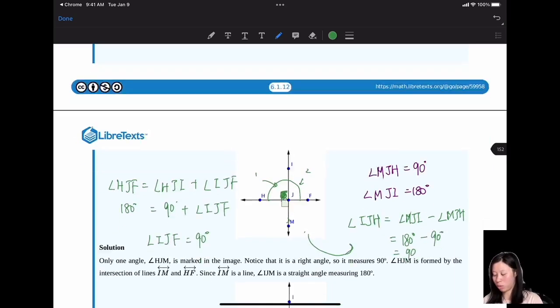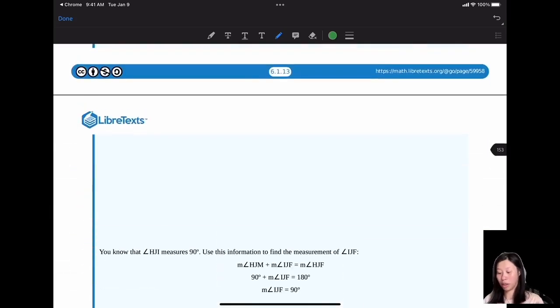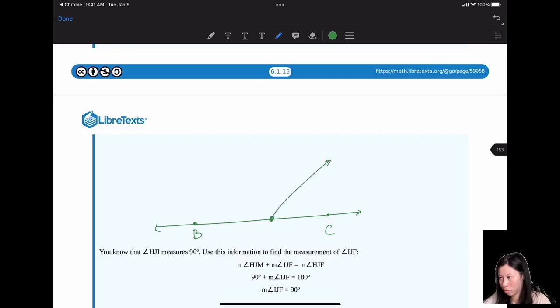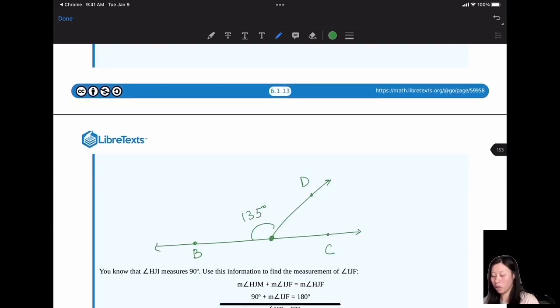Okay, so there's another example. It didn't show on the graph, so I'm going to draw it here. Here's a graph. There are two endpoints, B and C. This is D, and this is 135 degrees. Now they are asking you, what's the angle of D? Let's say this is A, DAC. Find the measurement of DAC. So DAC is equal to what?